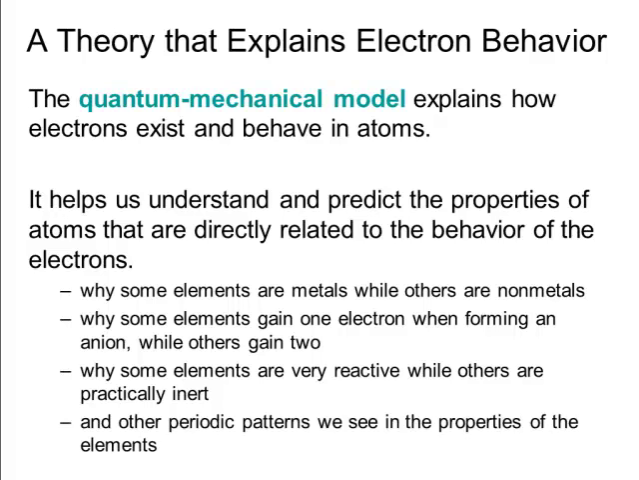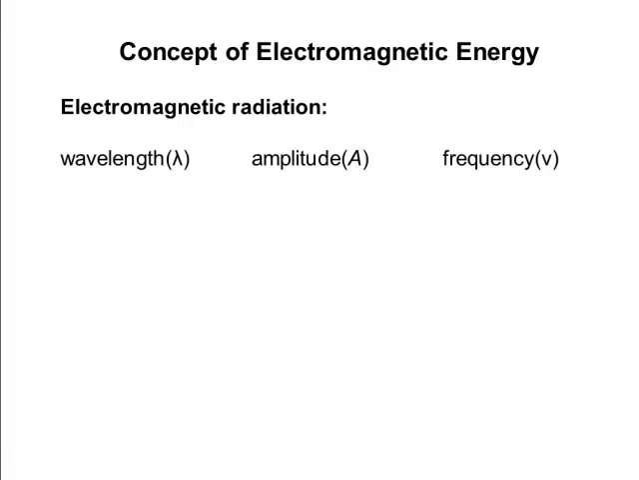And then other periodic trends we see in that periodic table can be explained by these properties of electrons. All right, but before we get too far into that, we'll see that a little bit later on, we need to talk about electromagnetic radiation and what that is.